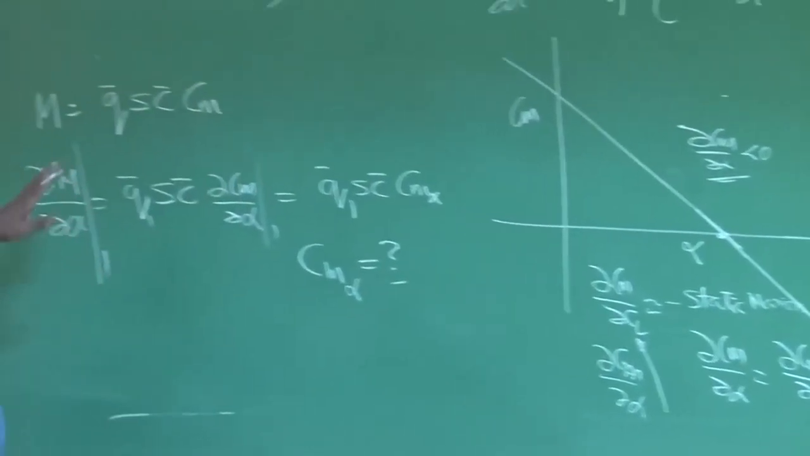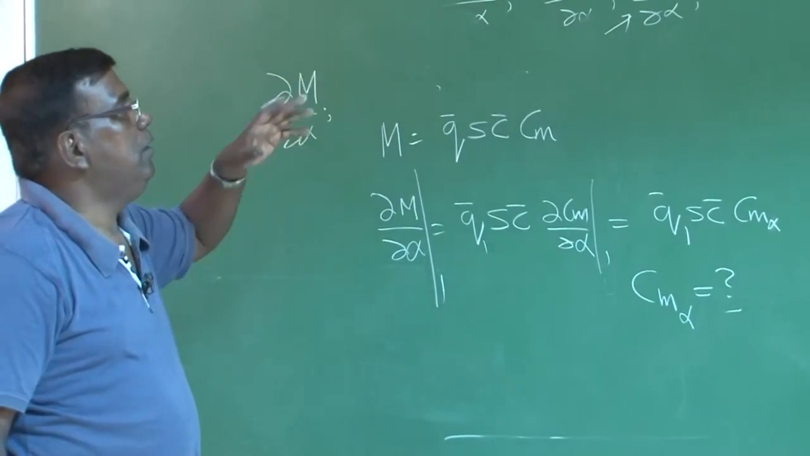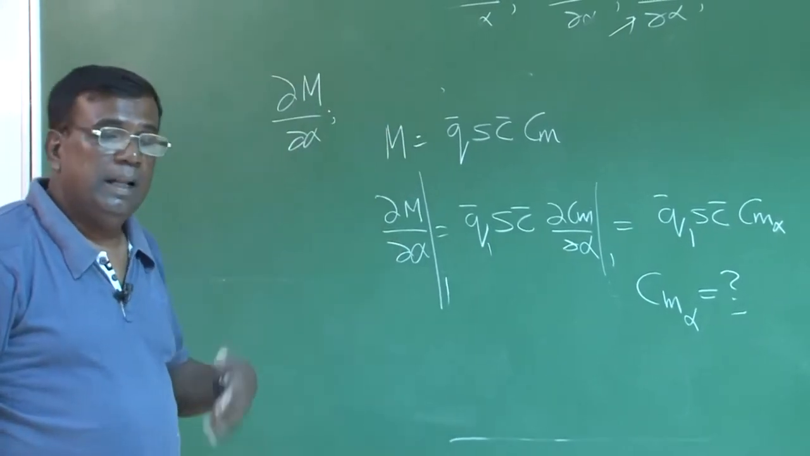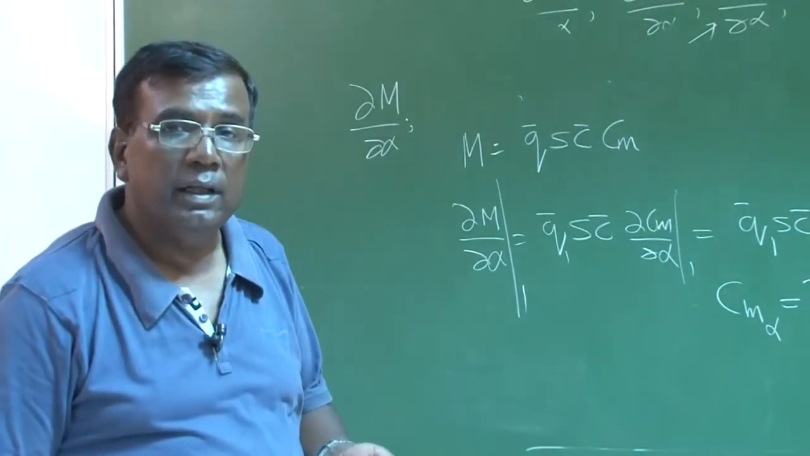So we are comfortable in finding expressions for alpha derivatives. In the next class, we will go for alpha dot, q and delta derivatives. Okay, thank you very much.